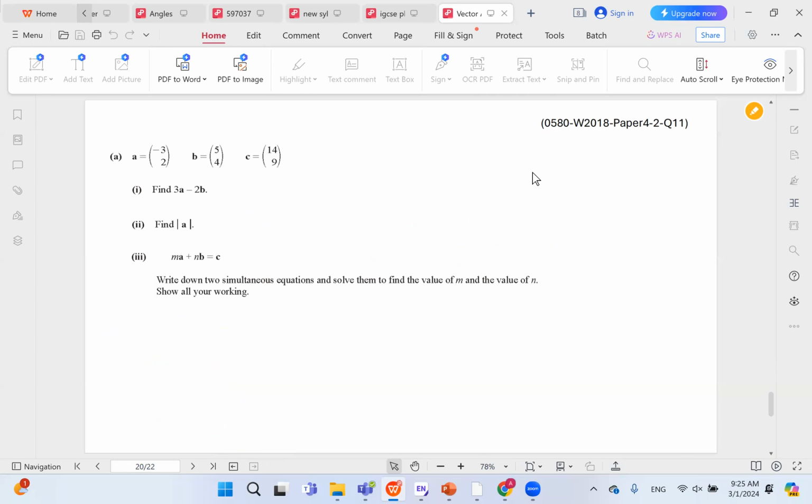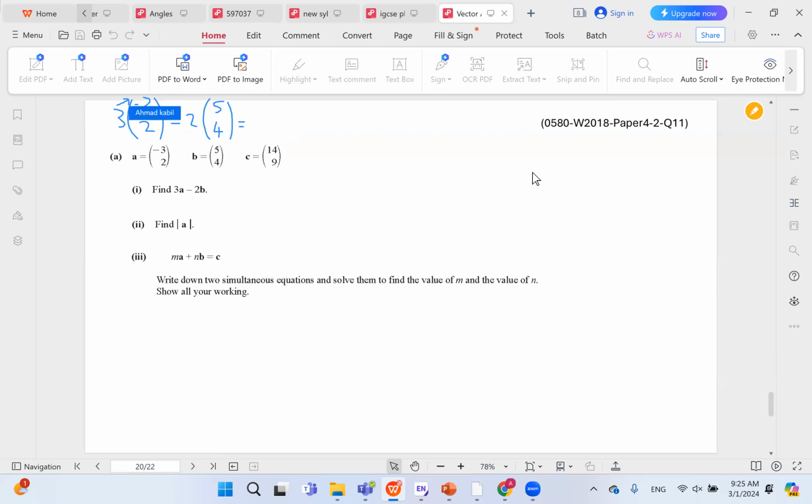The final problem in this video gives us 3 vectors. We are required first to find 3a minus 2b. So like we said, we just plug in the vectors into the equation. So 3 times (-3, 2) minus 2 times (5, 4). This would be equal to the following.